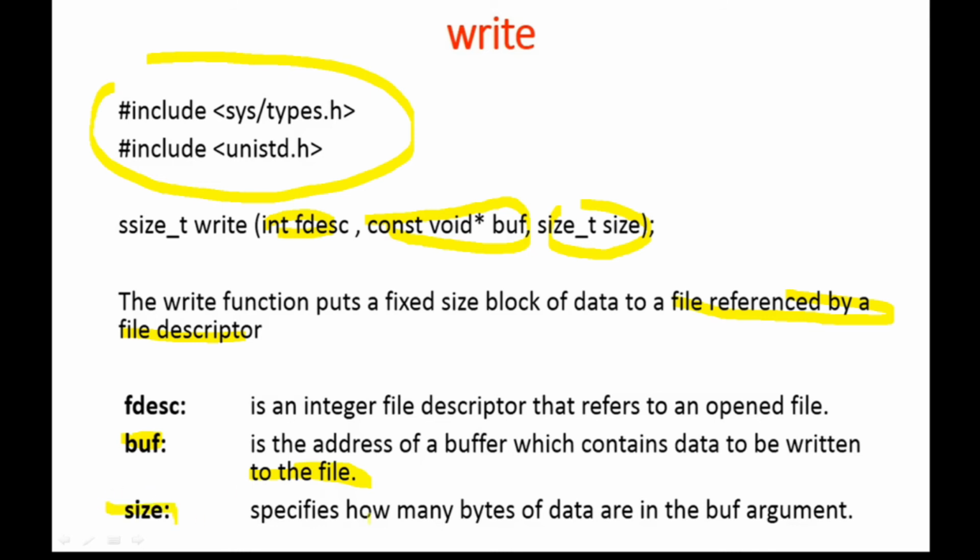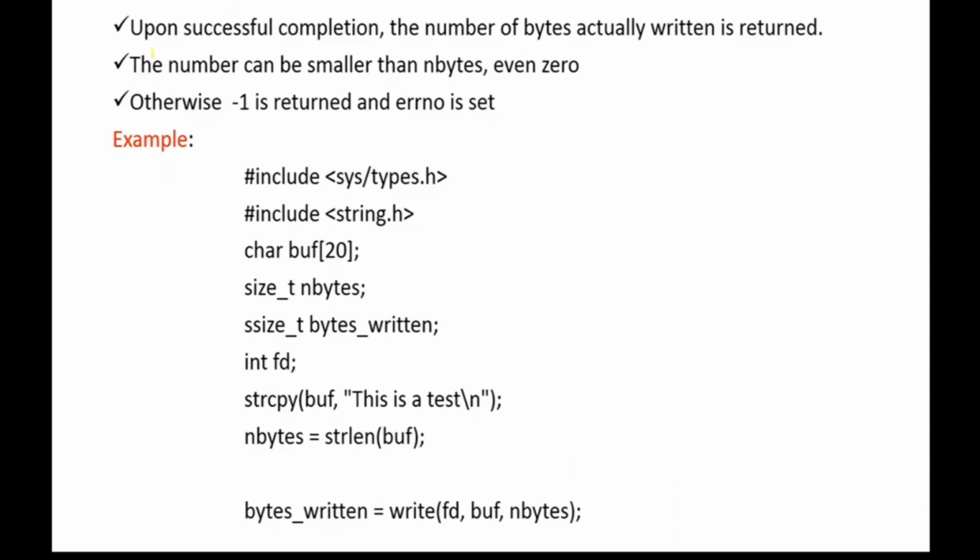Then size specifies how many bytes of data are in the buffer argument. Okay. On successful completion, the number of bytes actually written is returned. The number can be smaller than n bytes, and it can even be 0. Otherwise, it is going to return -1, which is the error number, and errno will be set.